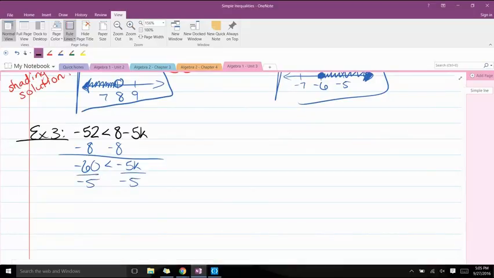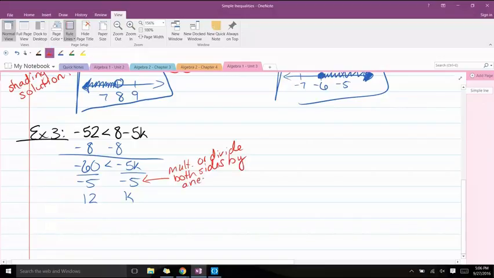Okay, so we divide by negative 5, and we end up getting 12, and then on this side we have k. Now here's what's going to change. Because we divided both sides by a negative, we need to flip the symbol. So if you multiply or divide both sides by a negative number, you have to flip the symbol.